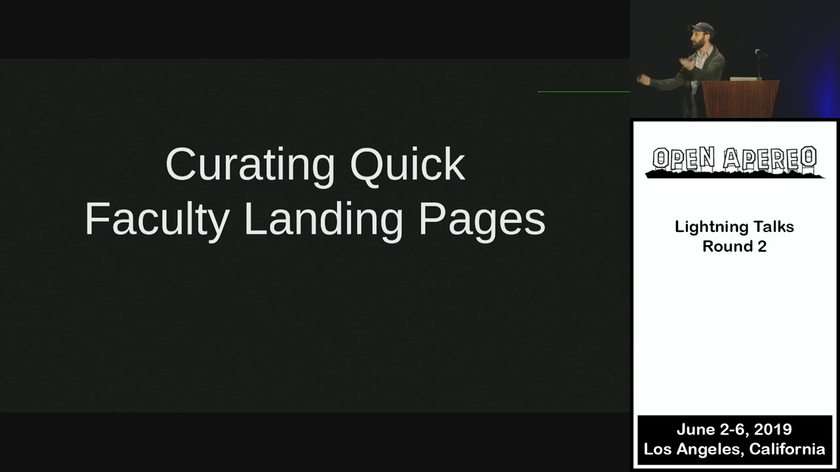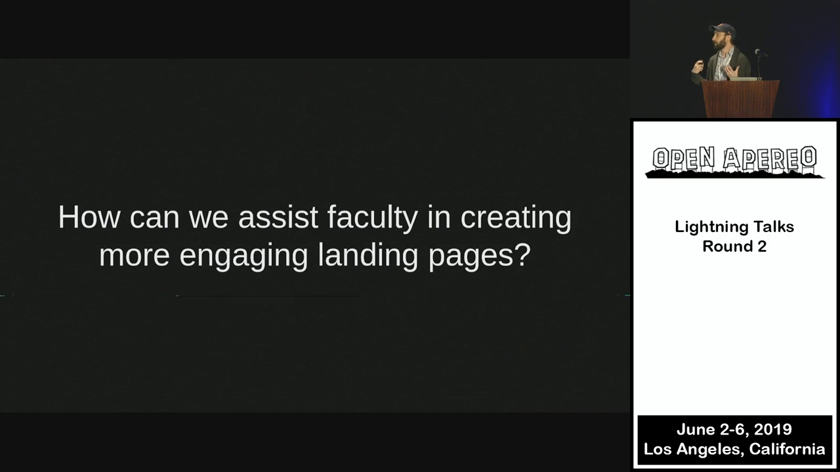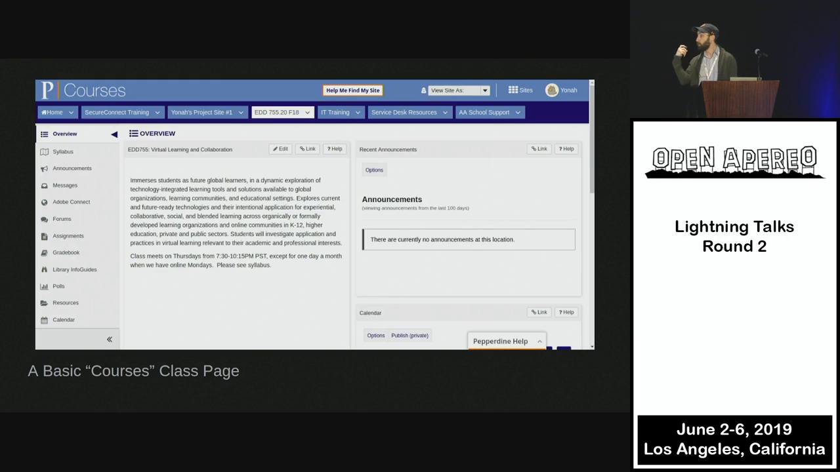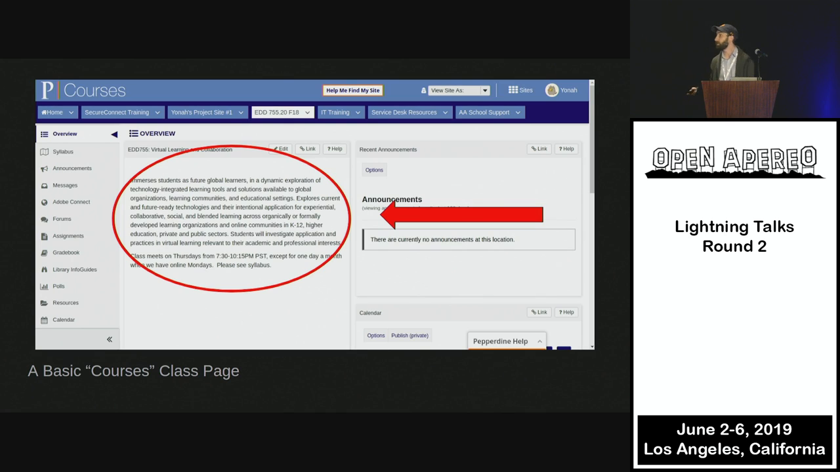So I'm going to talk about creating quick faculty landing pages. How can we assist faculty in creating more engaging landing pages? What happens is that our registrar system pushes a basic overview of what the course is, and really not so engaging text, into the course pages when they're generated per term. My adapter is really old because I like to reuse old technology. Yay for recycling. It's just not engaging, and it makes the course not as enthusiastic as it could be.